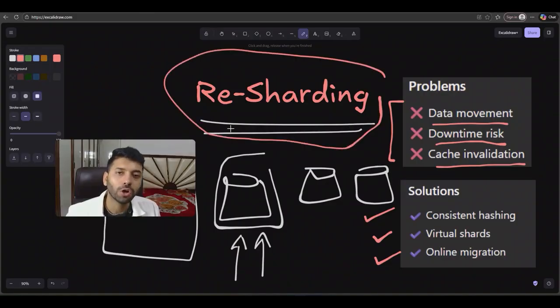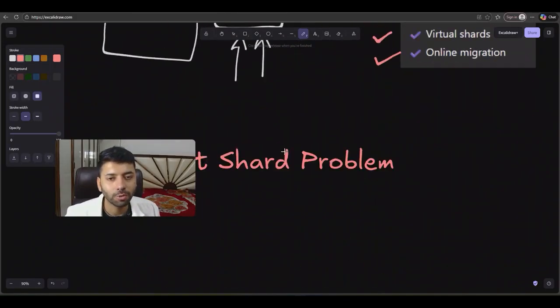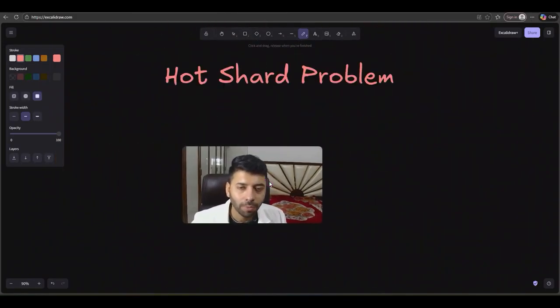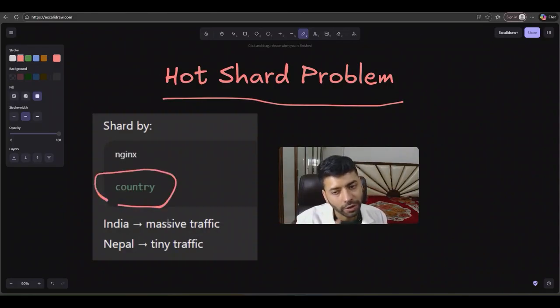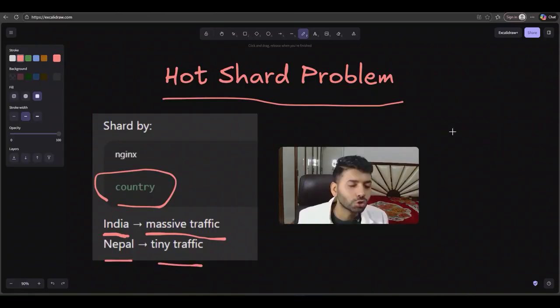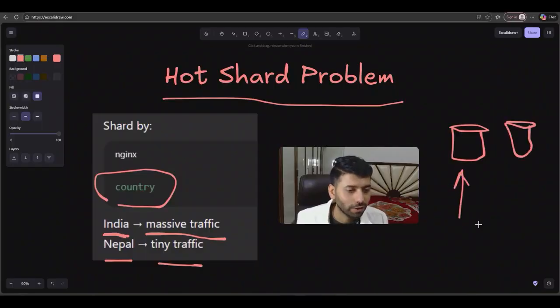All right, now that we are talking about sharding, let's also discuss one of the famous problems that we face in sharding, which is the hot shard problem. Let's try to understand it with a very basic example. Say you have done the sharding on the basis of country. Okay, so in the India based shard, you may get massive traffic, right? Whereas the Nepal shard might have small traffic, right? So the basic problem is that one of the shards gets too much traffic, right? So that's why it's called a hot shard.